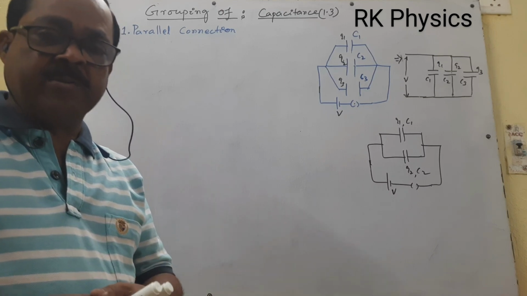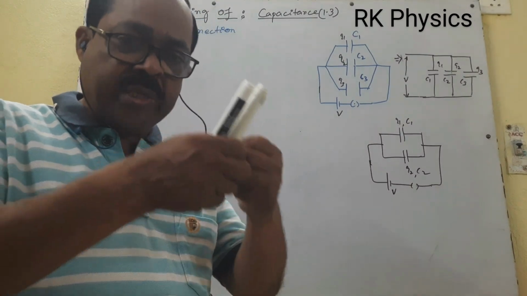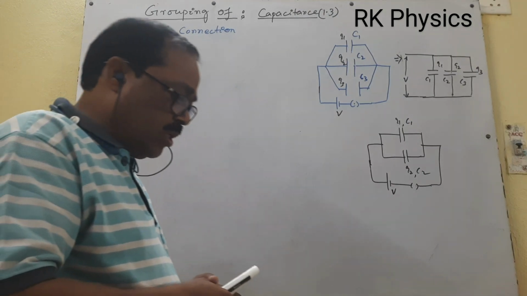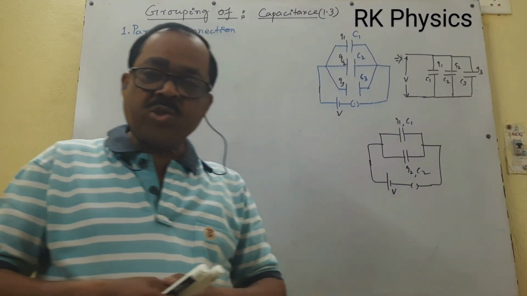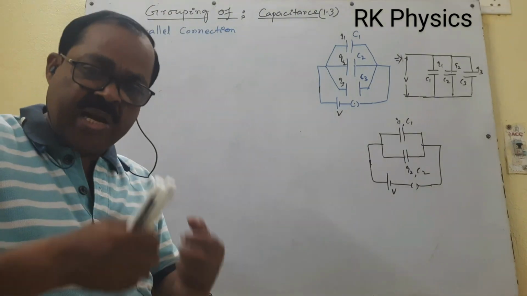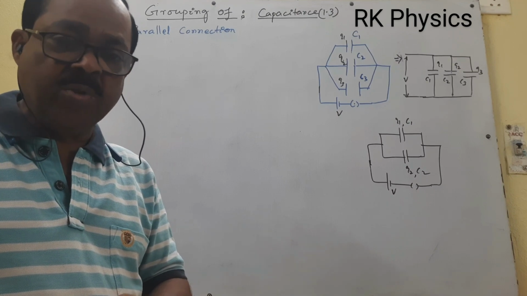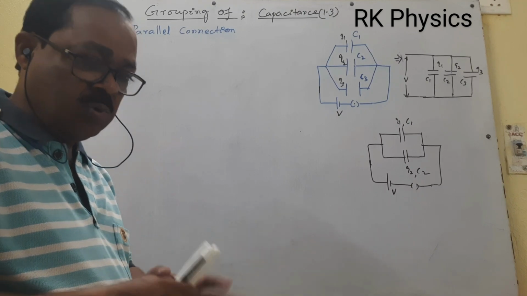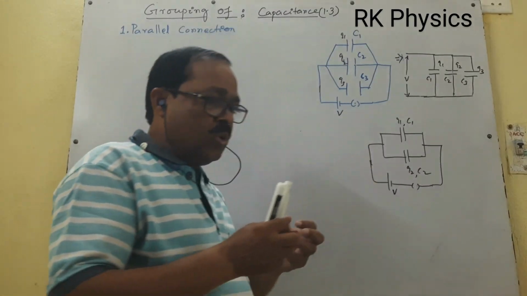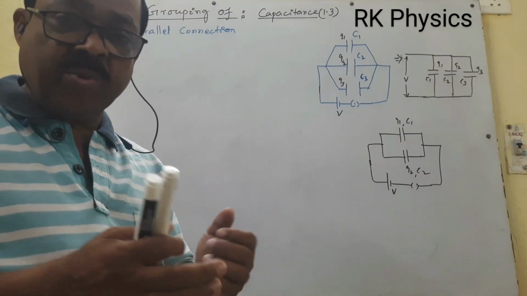If in a circuit you want to reduce the charge or increase the charge, what type of grouping is available? Because the standard capacitance or our desired capacitors are not plentifully available in the market. That's why we have to group by taking the capacitors which are available in the market.